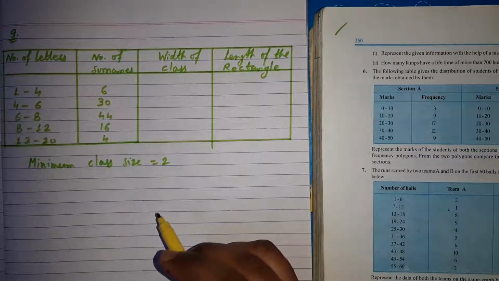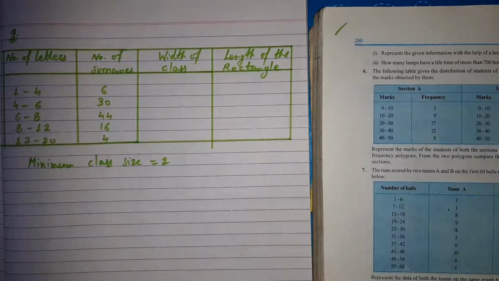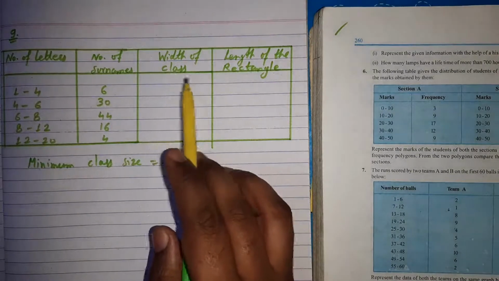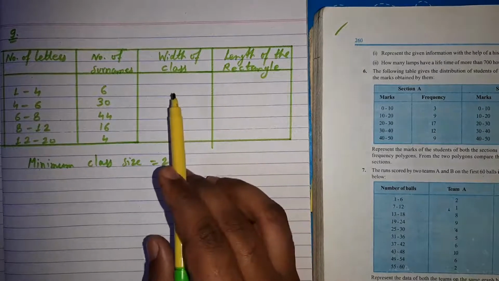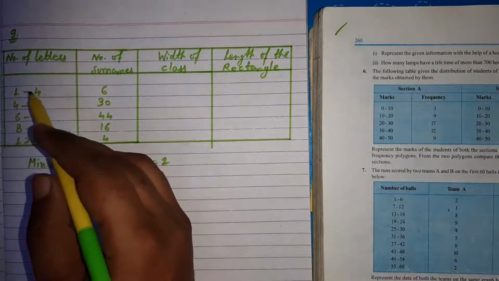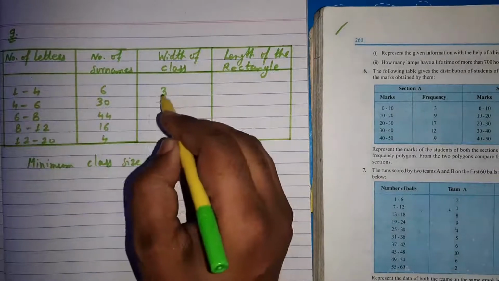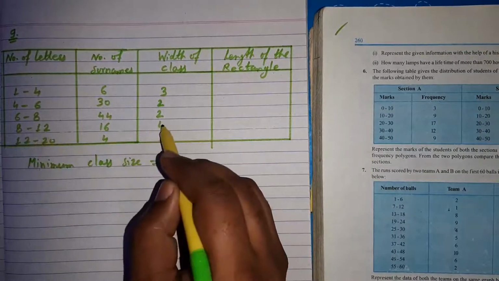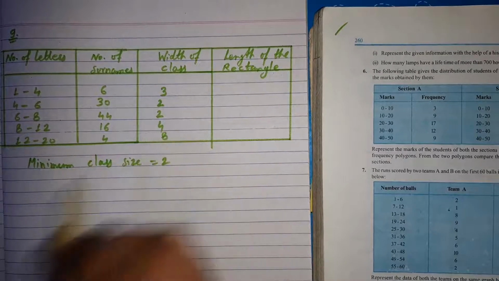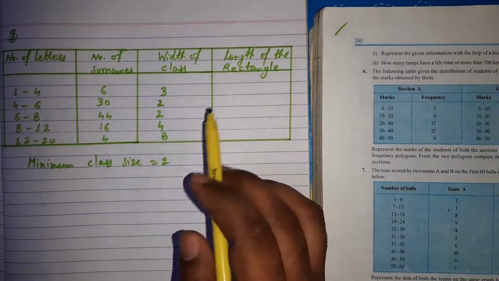The second point is that the lengths of the rectangles are modified to be proportionate to the class size 2. So here we need to make two more columns: first for the width of the class and second for the modified length of the rectangles. Width of the class is upper limit minus lower limit: 4 minus 1 is 3, 6 minus 4 is 2, 8 minus 6 is 2, 12 minus 8 is 4, 20 minus 12 is 8.